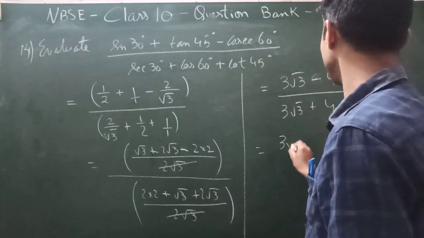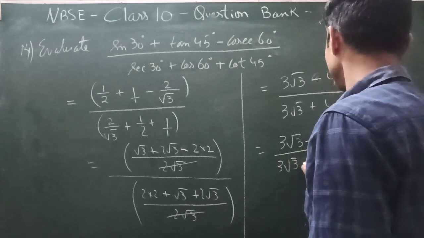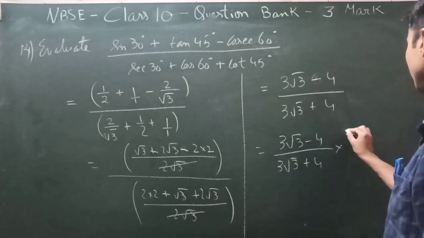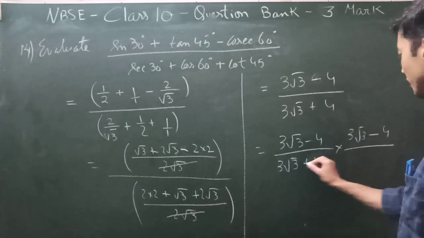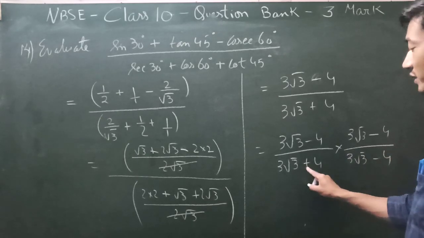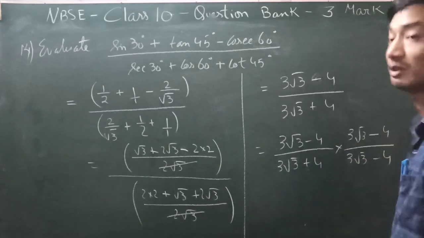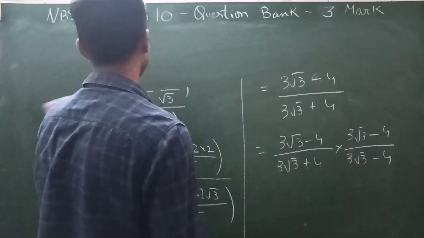Now this one I will have to rationalize. So how do we rationalize? By multiplying and dividing by 3 root 3 minus 4. If it is plus, this will be minus. I'll have to multiply and divide by minus 4. If it is plus, minus. If it is minus, plus. Multiplying and dividing, rationalization. We have done lots of it in class 9.